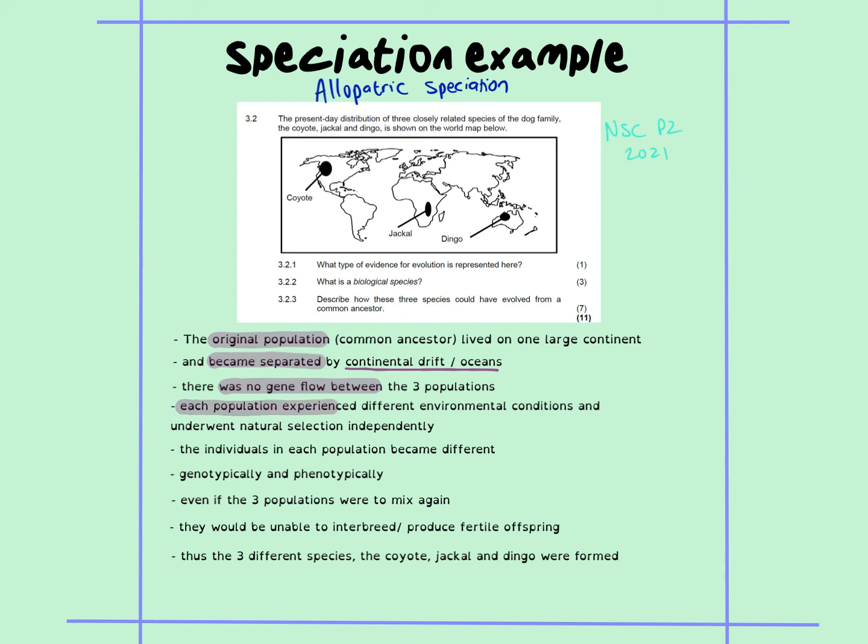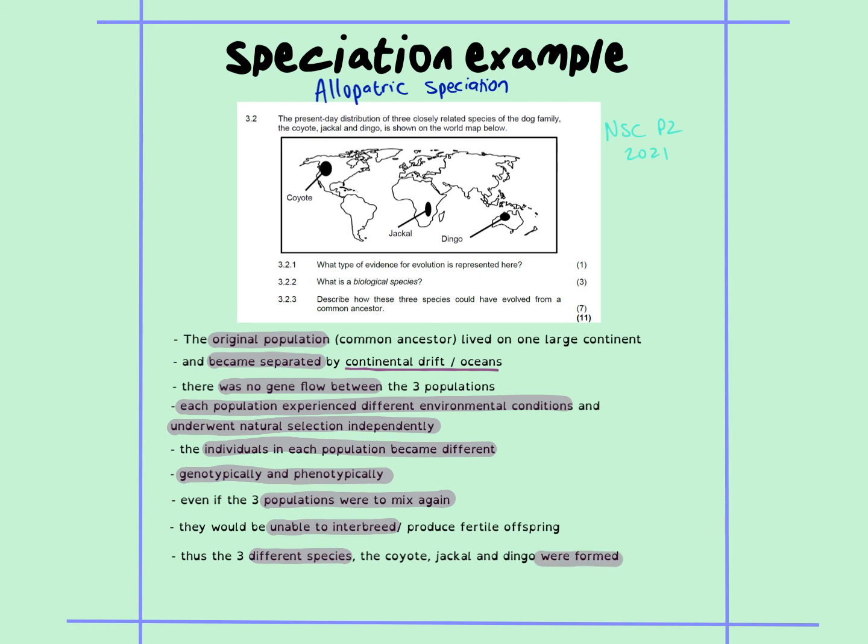Each population experienced different environmental conditions and underwent natural selection independently. That is always a mark. So if you have no clue what you're talking about, at least try and get to that point. These are also marks. The individuals in each population became different genotypically and phenotypically. Again, key, because we're starting to see a change in the groups. If the populations were to mix again, so if they were brought into contact, they would be unable to interbreed, or they would be unable to produce fertile offspring. And then thus, different species were formed. So again, you tailor that for the specific question.